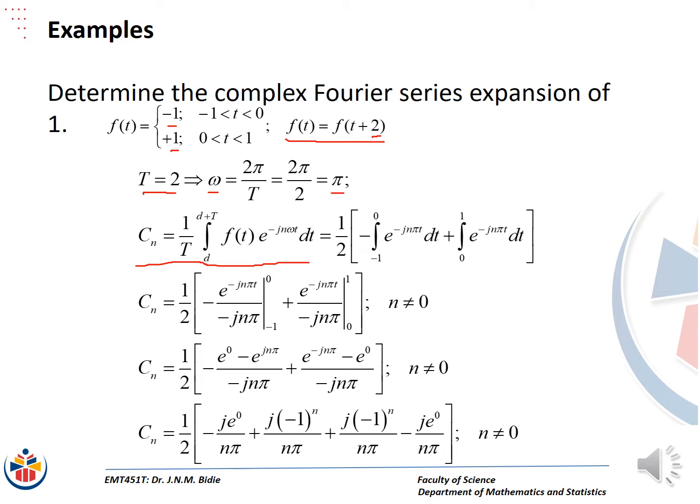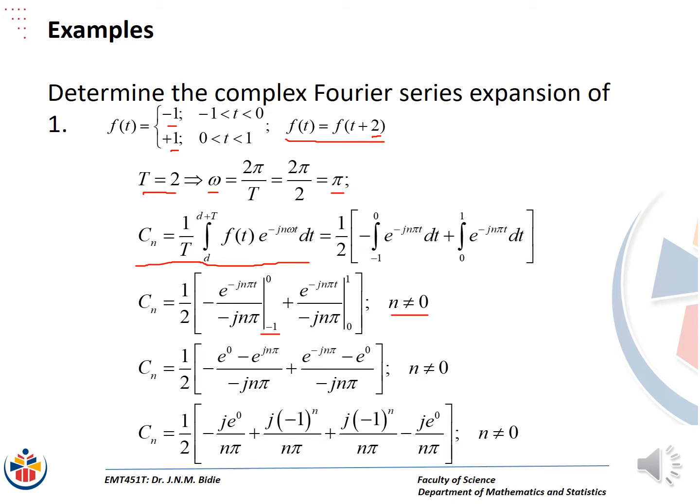The integral of the exponential function is the exponential function divided by the derivative of the power. Hence, we have here divided by -jnπ. And note, we have to stipulate the interval of integration between -1 and 0 for the first one, and 0 and 1 for the second one. Note, because both of them have got n in the denominator, we have to stipulate that n cannot be equal to 0. And then thereafter substitute the limits.